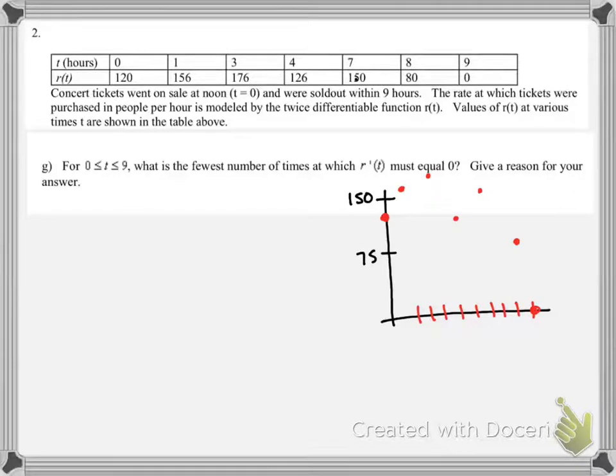As we think about this last part, for the interval from 0 to 9, what is the fewest number of times that r prime of t must equal 0? And again, we've been told that R(t) is a twice differentiable function, so if we can take its derivative twice, then it must be continuous. And it must be differentiable, so it's going to be smooth.